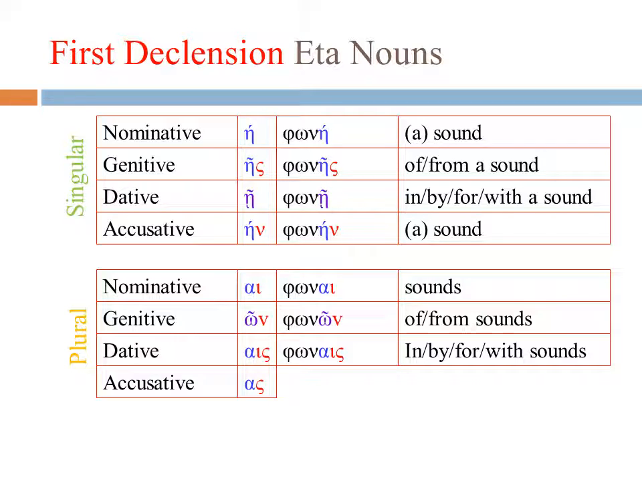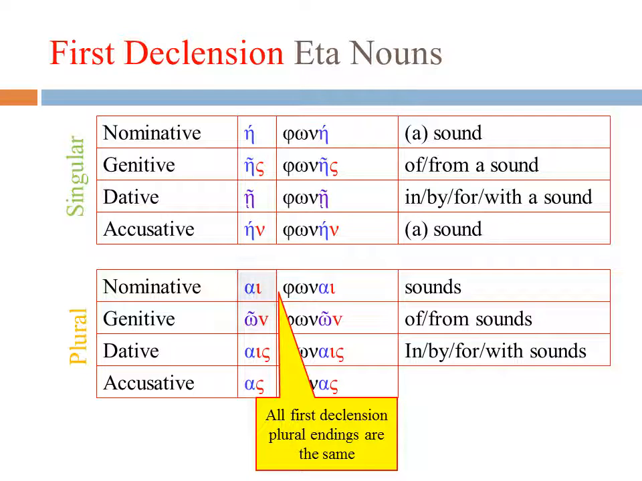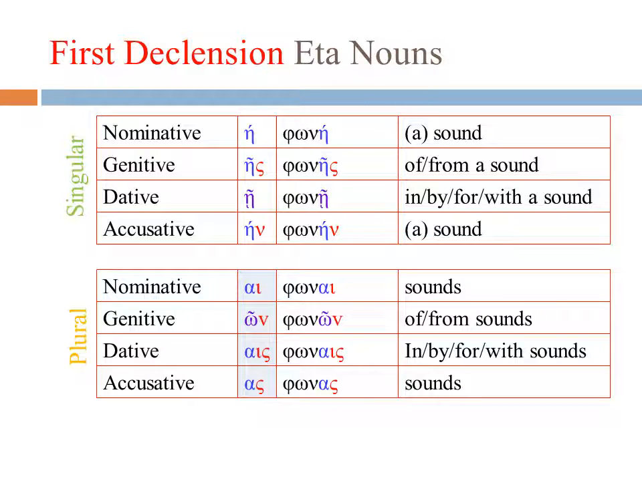But this time, it's different, because the eta can only exist in the singular, where in the alpha we had accusative plural alpha sigma the same as the genitive singular alpha sigma. That's no longer true because the genitive singular is eta sigma. Phonas, and you'll see that all first declension plural endings are the same as those that we saw with the alpha. This is sounds, the object of the verb.